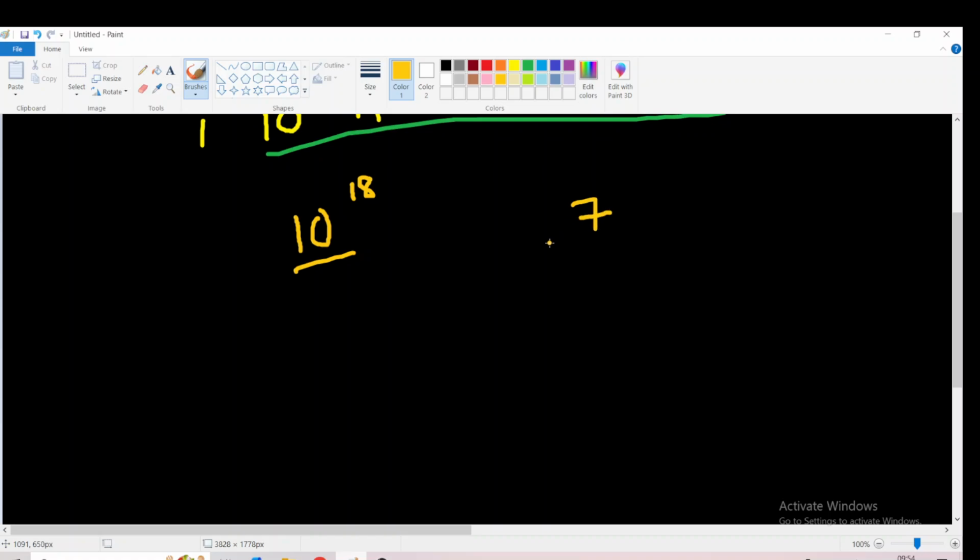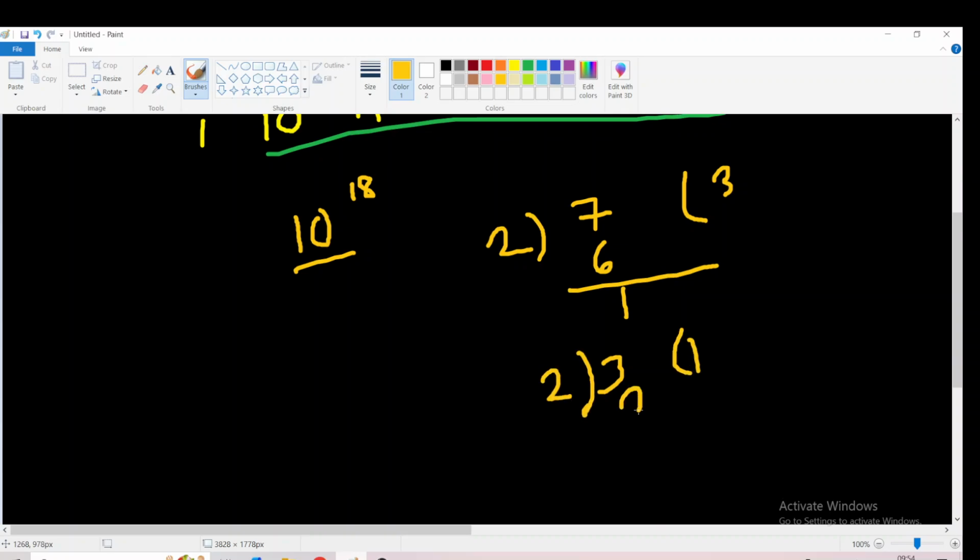What we do is divide it by 2. First we divide by 2, then we get quotient 3 and remainder 1. We again divide 3 by 2, then we get remainder 1 and quotient 1. So we get 1 from here, 1 from here, and 1 from here. So the answer will be 1 1 1. I hope you get it.